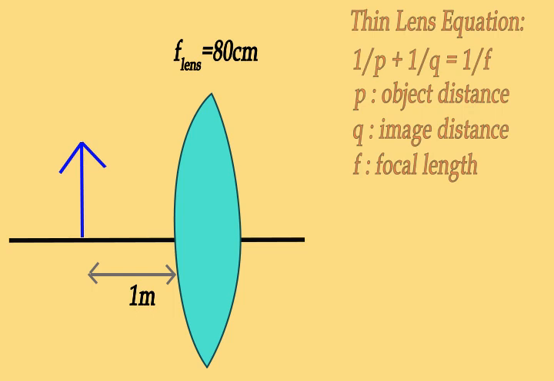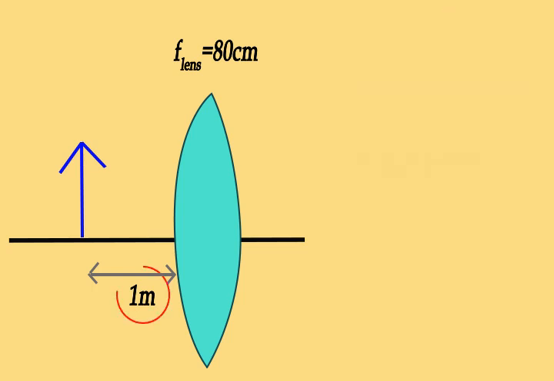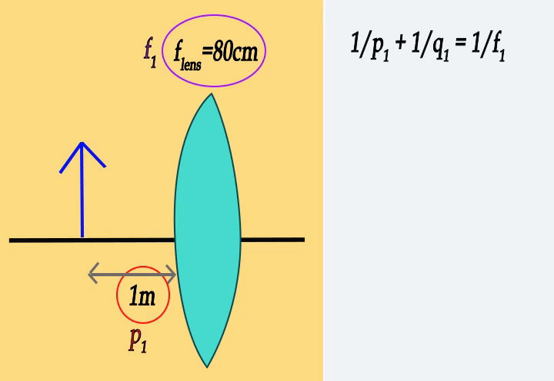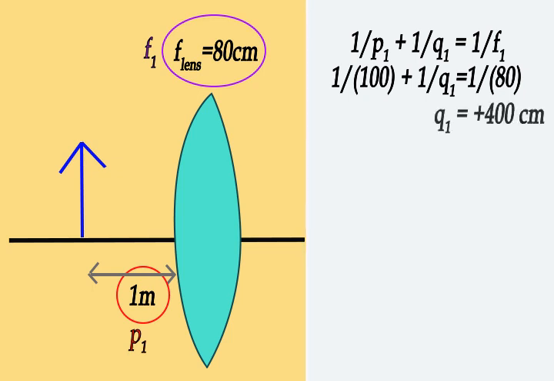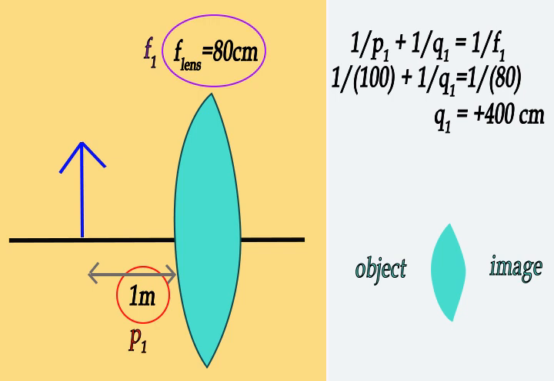Back to the question, we have the first object distance, p1, and the first focal length, f1, therefore, we can use the equation to find the image distance. By substituting the numbers into the equation, we can obtain the first image distance, q1, is equal to positive 400 centimeters. It is a positive sign, that means the image is on the right of the lens, since the image of a lens is supposed to appear on the opposite side of the object.